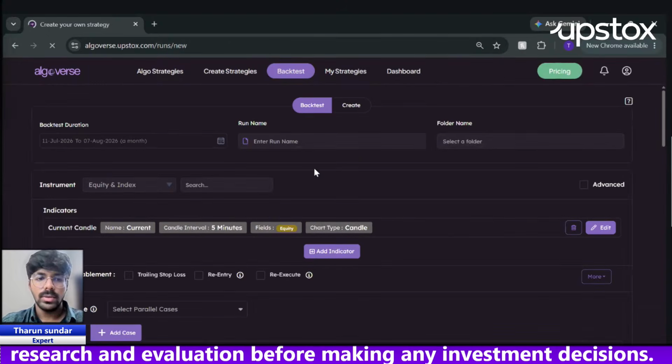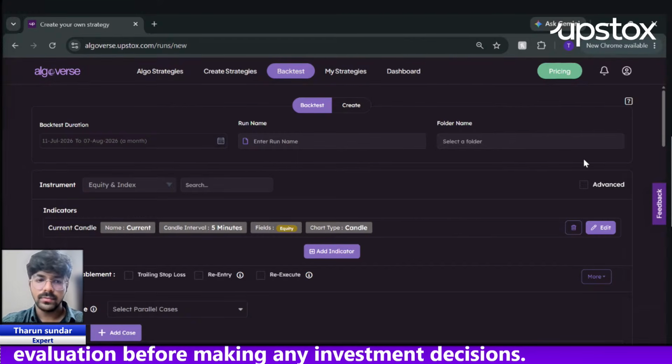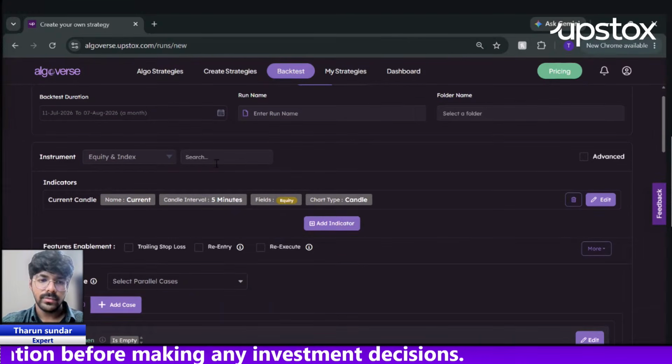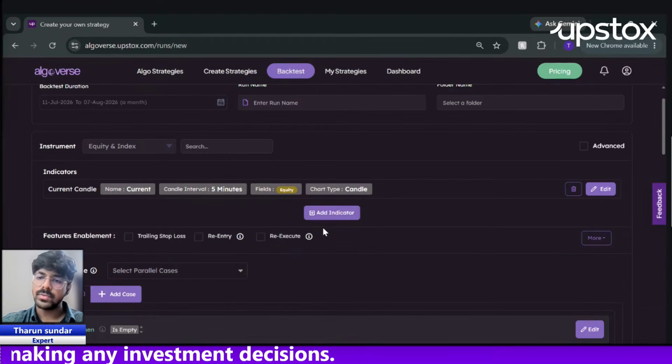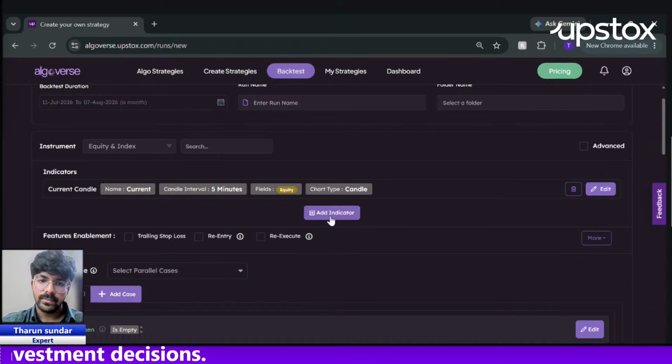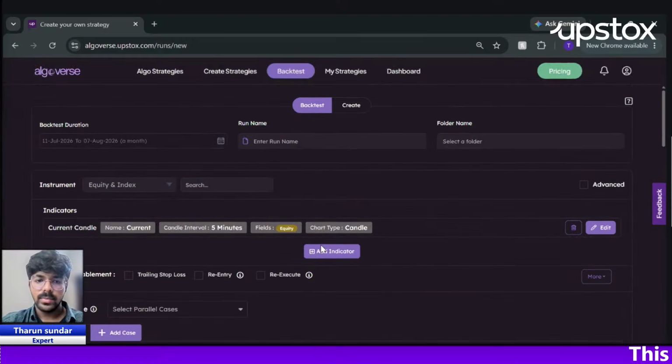Now, coming to indicator-based algo creation. As I told, Algoverse is one of the few platforms that have inbuilt indicator setups, and no other platform has, let's say, more than 85 plus indicators and technical tools built in. And on top of that, we have trading external signal alerts also. So now let's try to build simple strategies with indicators that people use on a day-to-day basis.